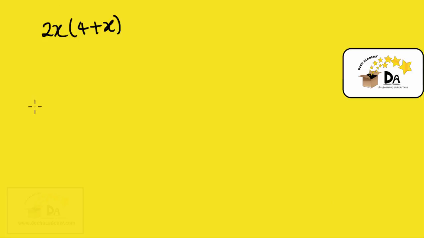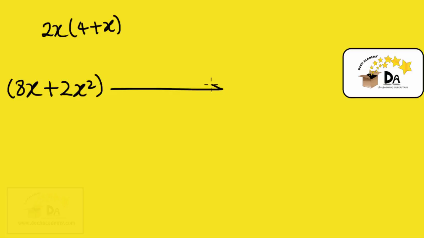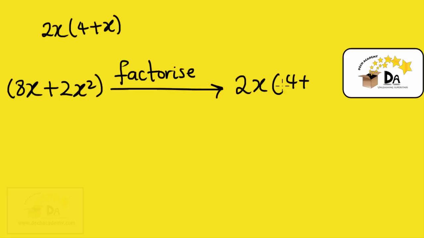Now is a good point to mention that factorization can be considered as an inverse process to expansion, which we've met before. So we started with the expression 8x plus 2x squared. We factorized it, and we got 2x times 4 plus x.